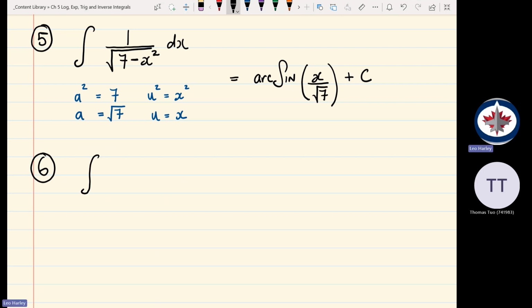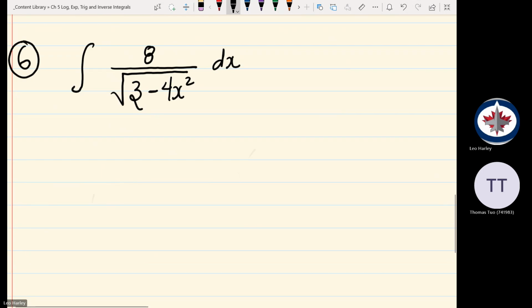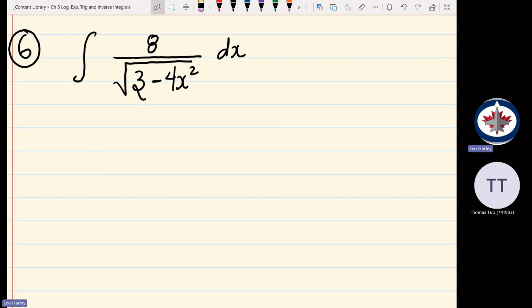The integral. Upstairs, you've got 8. But that's a constant, so I've got to admit, I'm okay with the 8 upstairs. That's not going to bother me too much. Downstairs, we've got the square root of 3 minus 4x squared dx. Find me the integral.